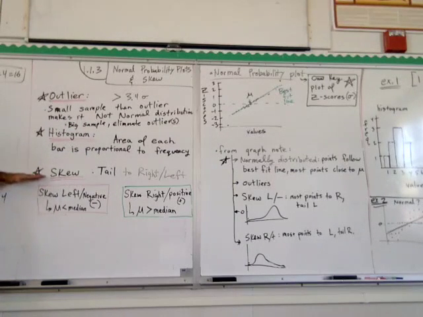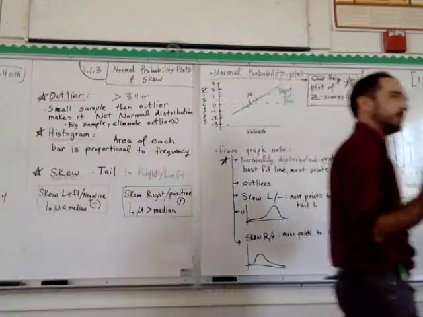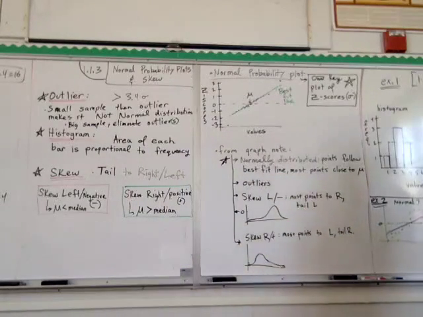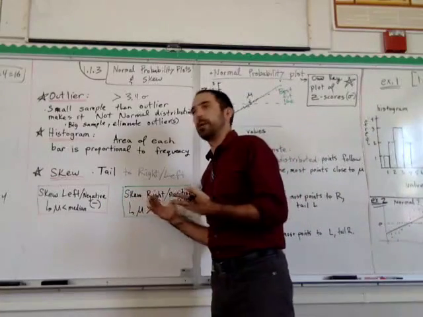Next is an aspect of being skewed. So we're going to have some graphs that's going to say, is this a normal distribution? And you might say, well, it appears to be a normal distribution, but it's skewed to the left, negative, or it's skewed to the right, positive.